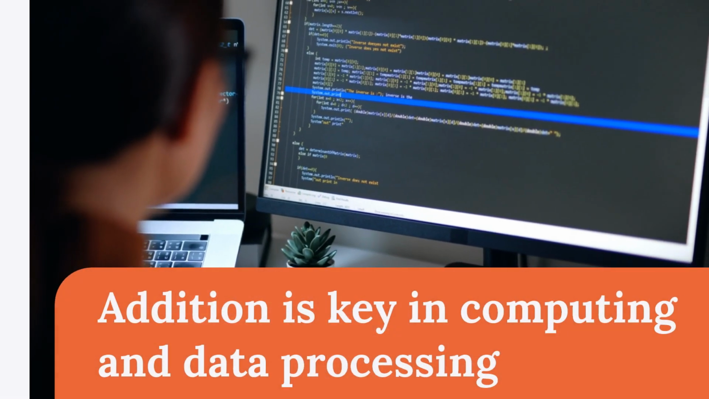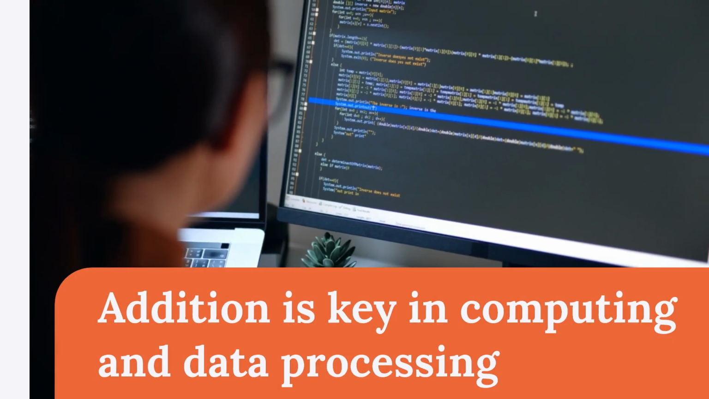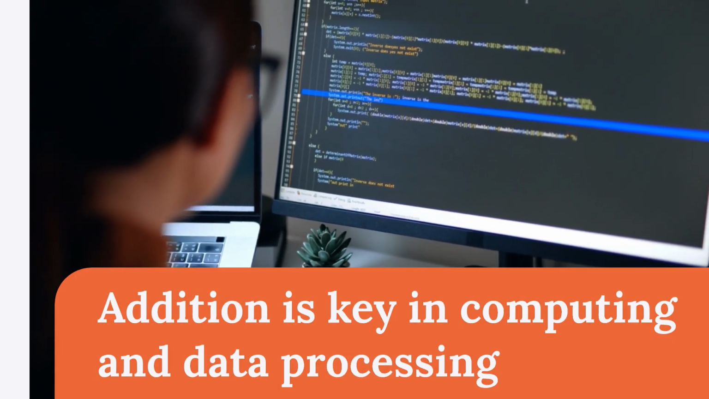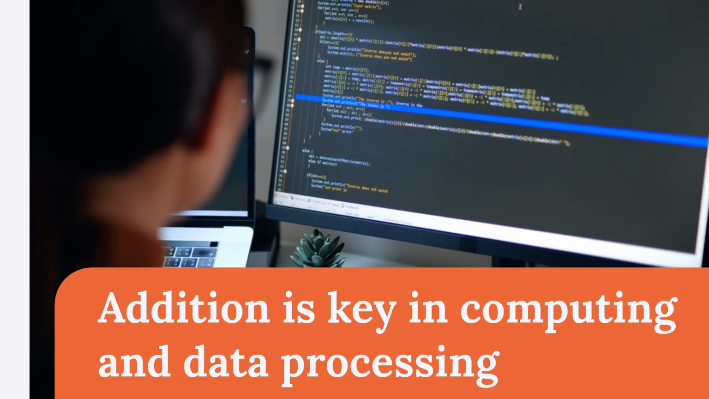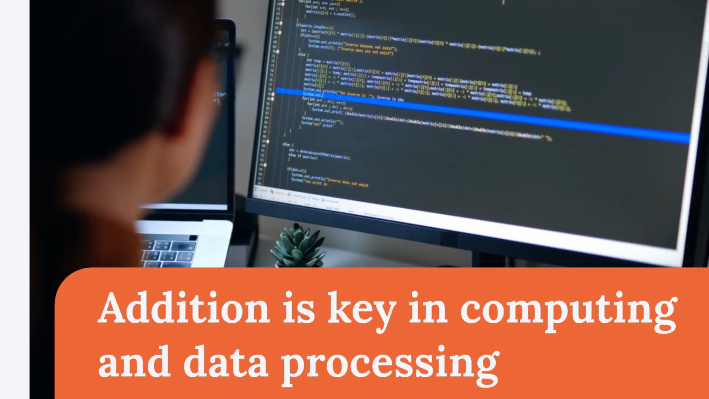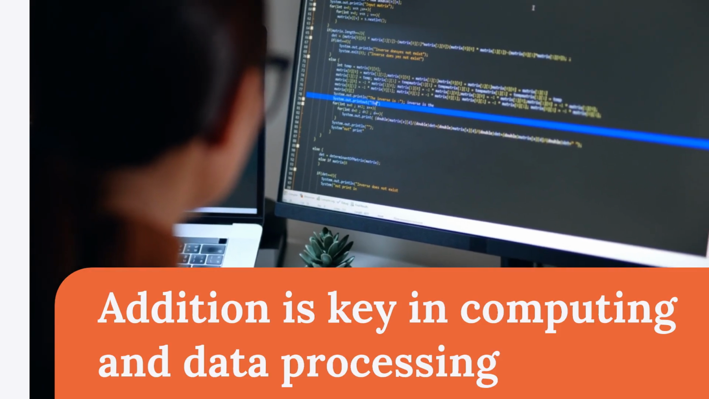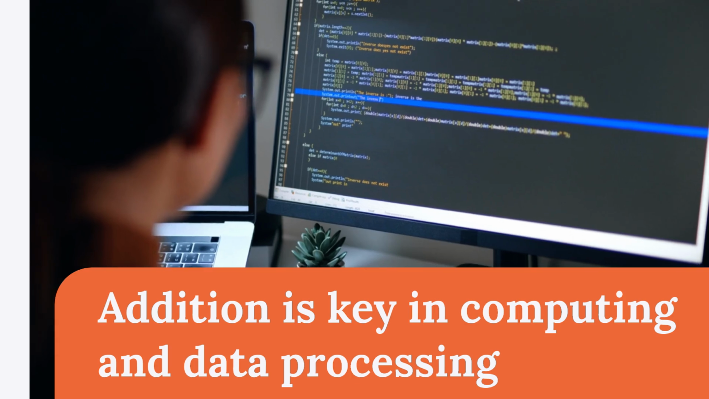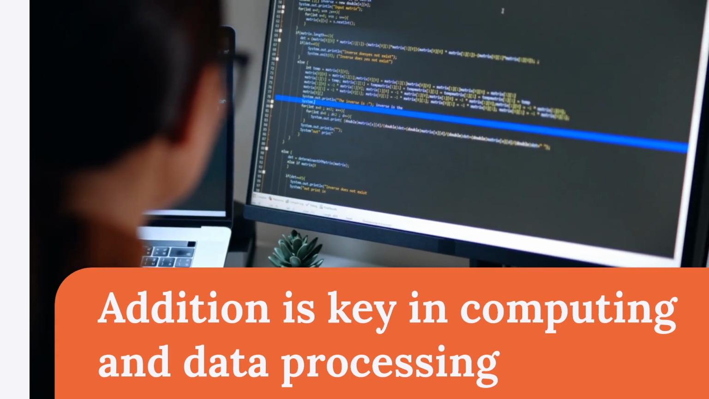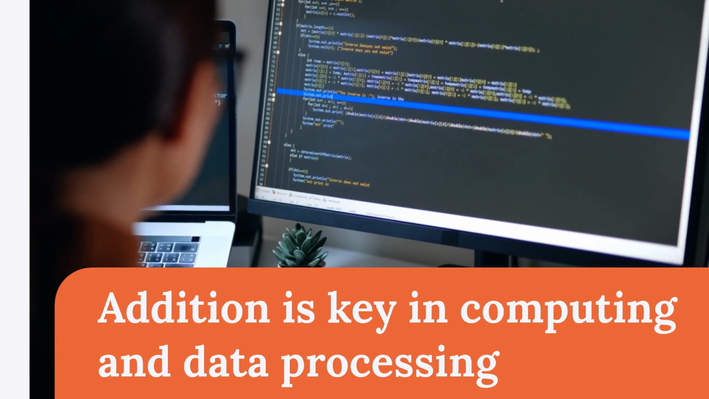Addition combines numerical values and is fundamental in computing. It's used in formulas for calculating totals and updating counters. Common examples include adding items to a shopping cart. In algorithms, addition increments loop variables. Understanding addition is crucial for data processing and algorithm development.